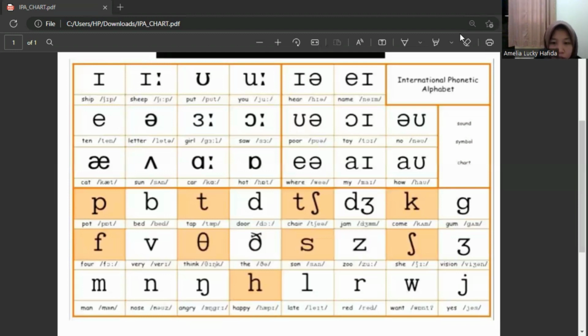Next is l sound. For example, late, late, late. Next is r sound. For example, red, red, red. Next is w sound. For example, one, one, one. Next is y sound. For example, yes, yes, yes.